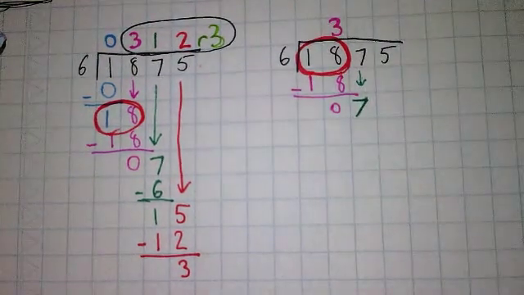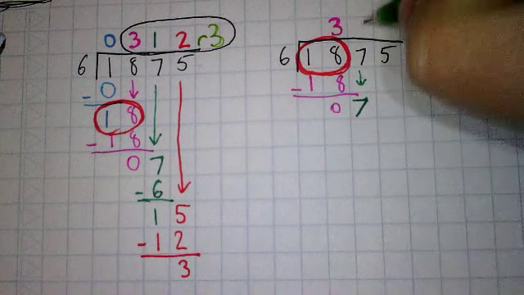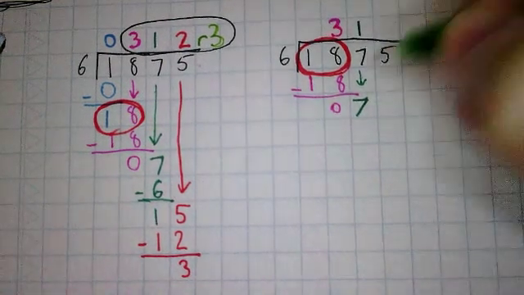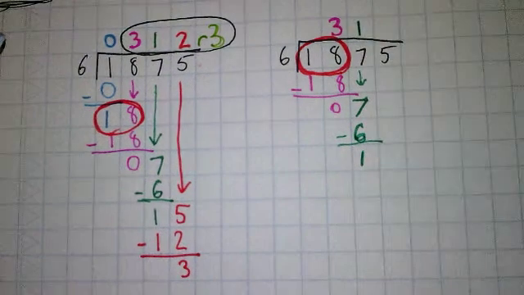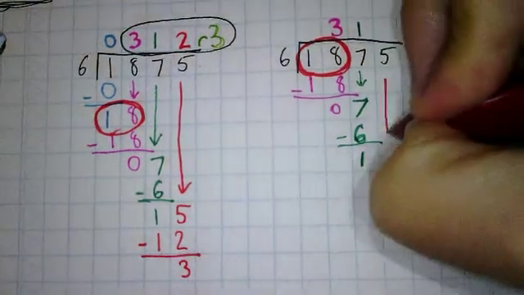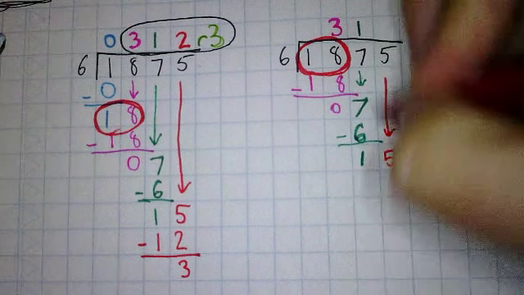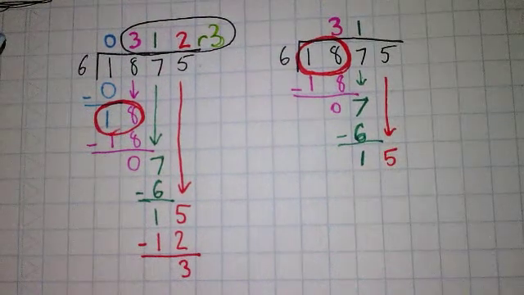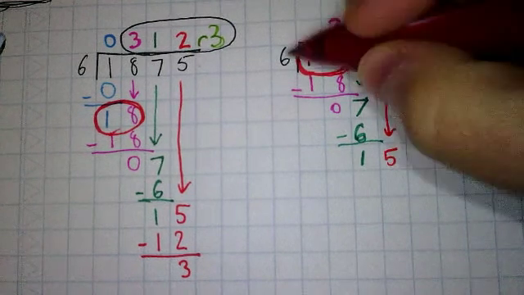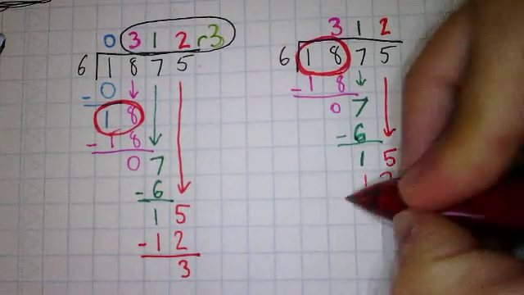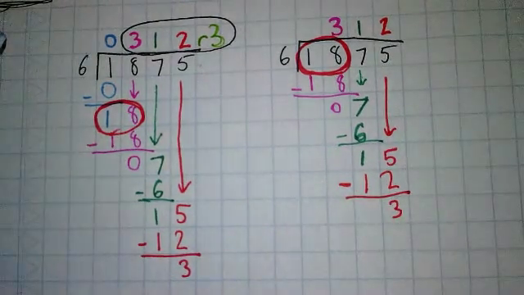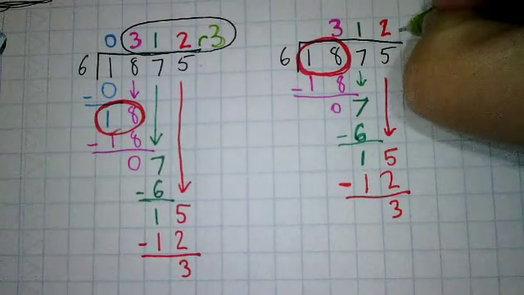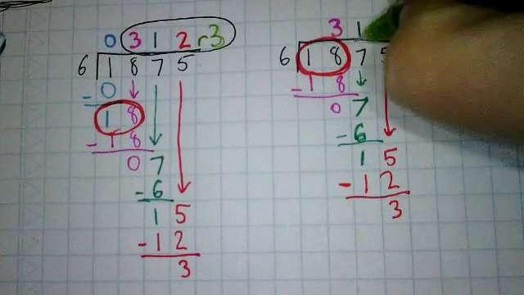How many times did we say 6 goes into 7? 1 time. What was 1 times 6? 6. When I subtract, what do I get? 1. Then I bring down my 5. I have 15. How many times did we say 6 goes into 15? 2 times. What was 6 times 2? 12. When I subtract, what do I get? 3. Do I have anything else to bring down? No. So that 3 became what? My remainder. Do you see how I got the exact same answer?